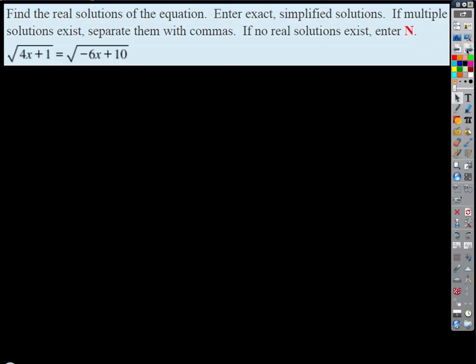Okay, this one looks a lot harder, but it's not any harder at all. What do I do here? What do we have to do? We gotta undo the radical first. I just square both sides, but both radicals were already isolated, right? So if I just do this, it just undoes both radicals.